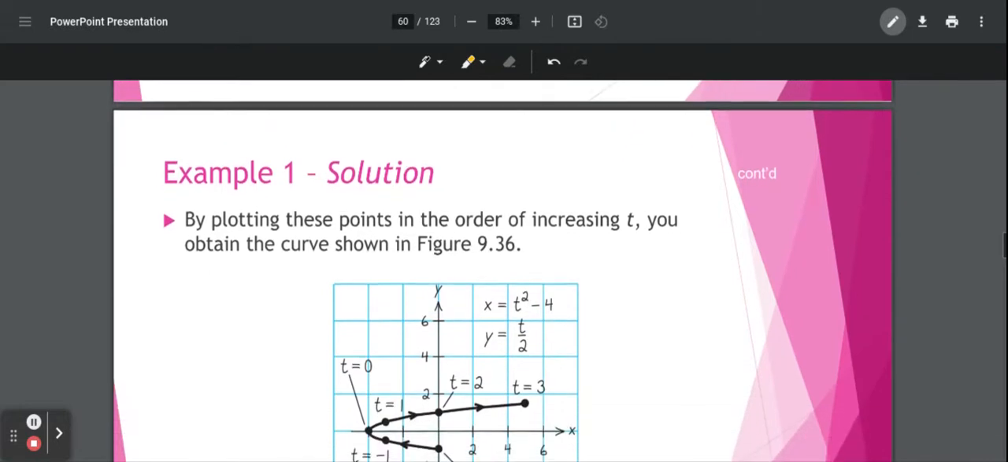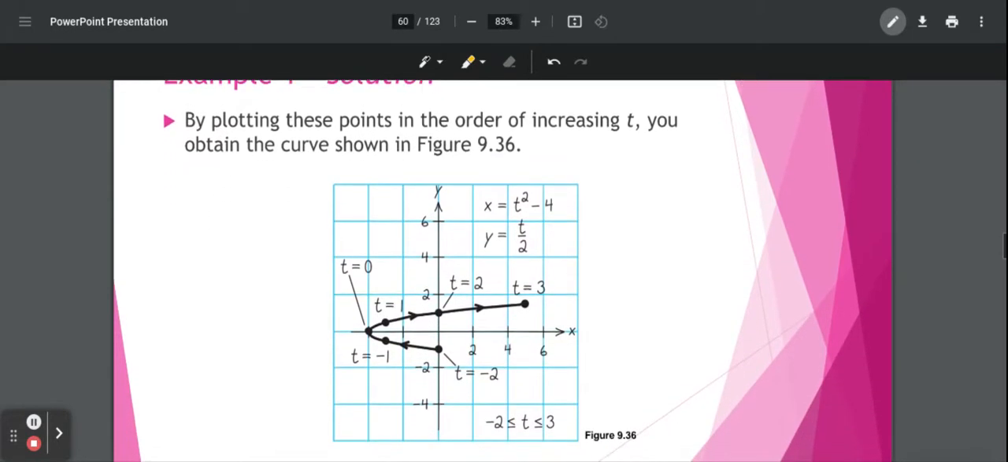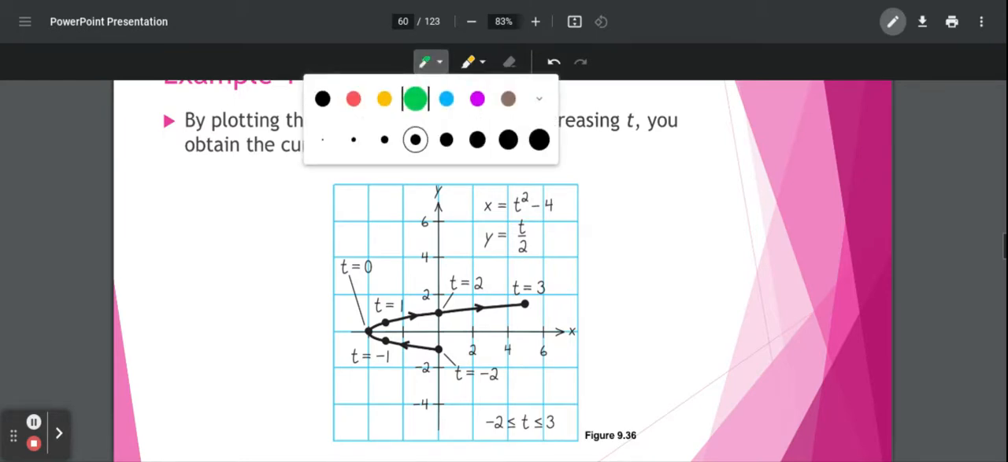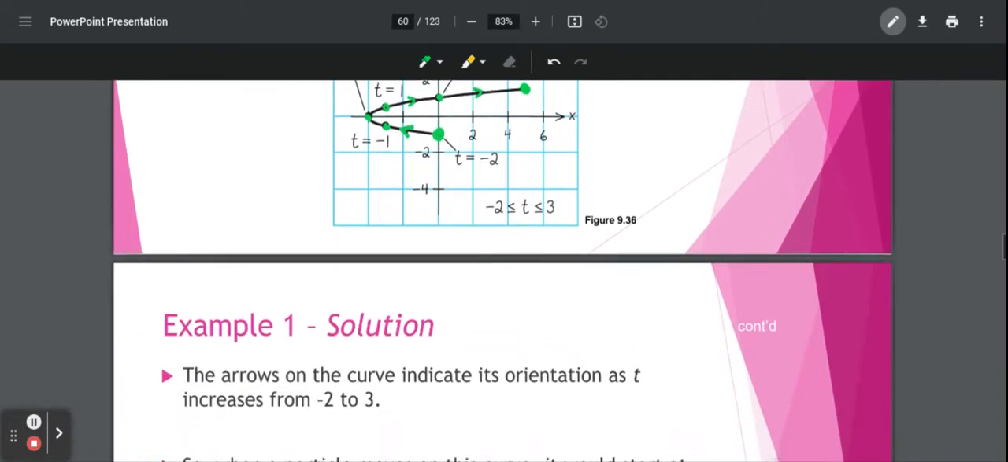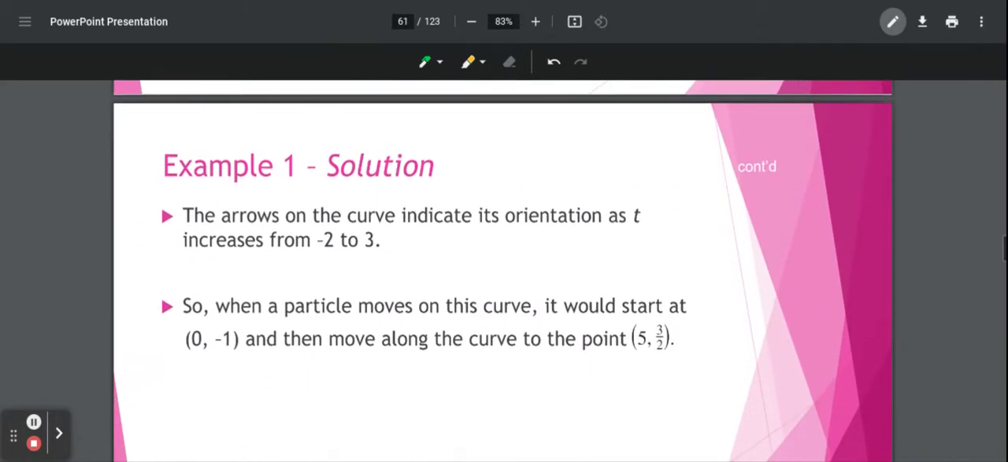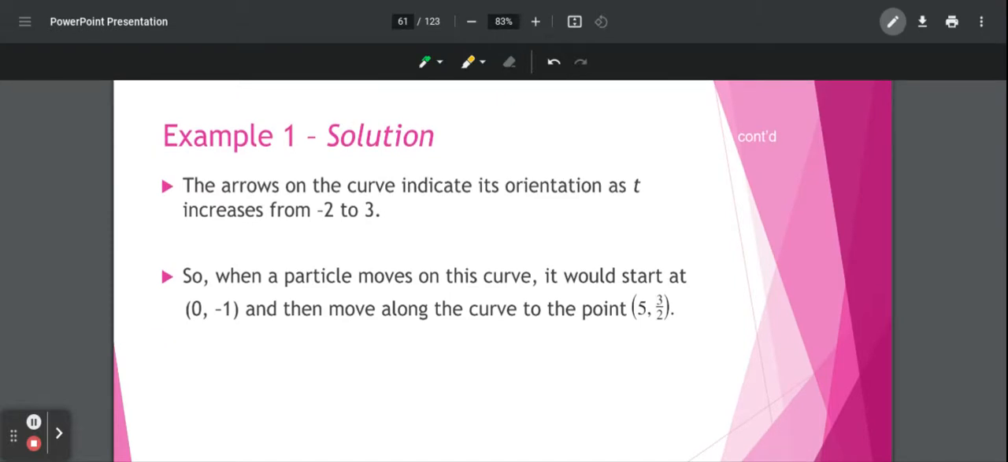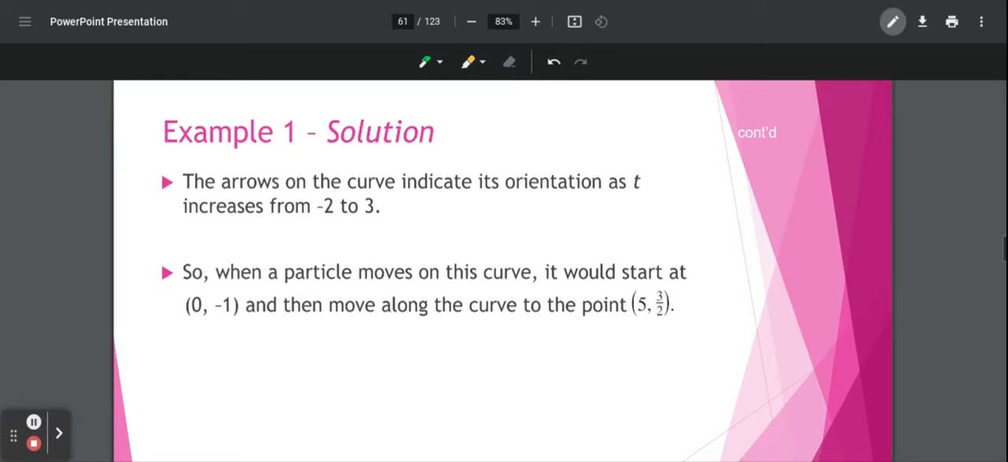And so when you plot the points, this is what happens. So we plot these points and we find out that this is our first point right here that we plotted. So that's where we're starting, and then we go through and we plot the rest of these points. And then this right here would be the last point. And so this orientation, these arrows right here show you the direction that this graph is being drawn. So what we know then is when the particle moves, it would start at the point 0, -1, and it would move along the curve, and it would end at the point 5, 3/2.